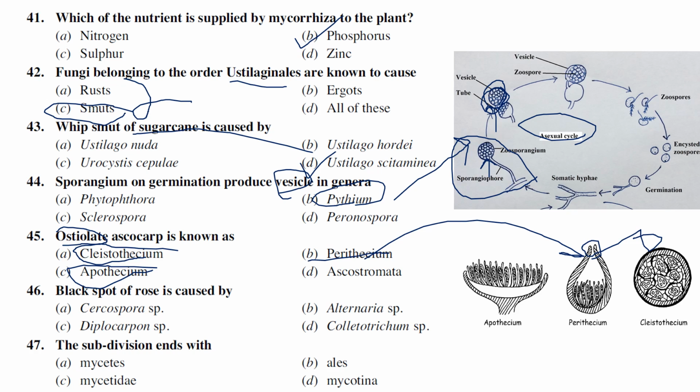Next one, black spot of rose is caused by Cercospora species, Alternaria species, Diplocarpon species, Colletotrichum species. Generally, black spot of rose is caused by Diplocarpon rosae. Some other species are also responsible, that's why I have given Diplocarpon species. The subdivision ends with Mycetes, ales, Mycetidae, or Mycotina? In the previous slide I also told you about hierarchical classification: phylum, division, subdivision, and all those details we have given in taxonomy of fungi. So the answer to the question is that subdivision always ends with Mycotina.